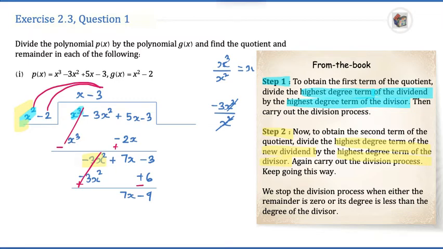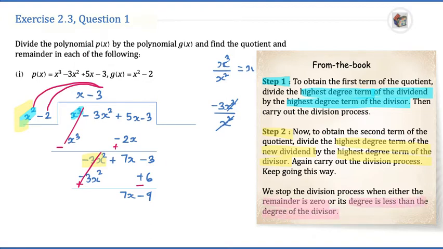So you keep going this way. You keep going till when? Read here. We stop the division process when either the remainder becomes 0, well, it hasn't become 0 yet, or its degree is less than the degree of the divisor.